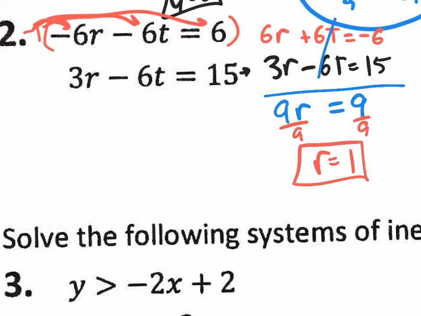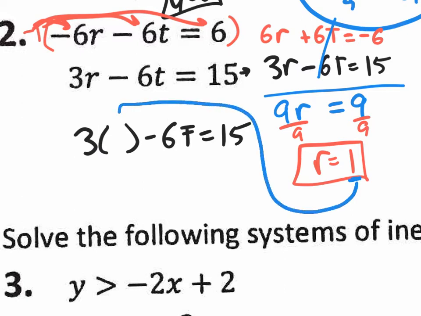So all we need to do is plug that into any equation we want. I am going to go for the bottom equation, 3r. But instead of r, I might as well write the parentheses right there, because I'm going to end up plugging in my 1 value, minus 6t equals 15. So all I did was rewrite my bottom equation, but instead of r, I put parentheses, because I'm going to take the answer, r equals 1, and plug it right into the r position.